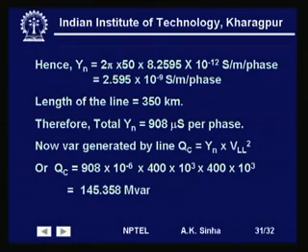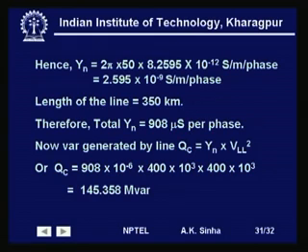Hence, we can calculate the admittance Yn is equal to 2 pi f, which is 50, into Cn, that is 8.2595 into 10 to the power minus 12 Siemens per meter per phase. This is equal to 2.595 into 10 to the power minus 9 Siemens per phase. Now, length of the line is given as 350 kilometers. Therefore, total admittance will be simply multiply this by 350, this comes out to be 908 microsiemens per phase.